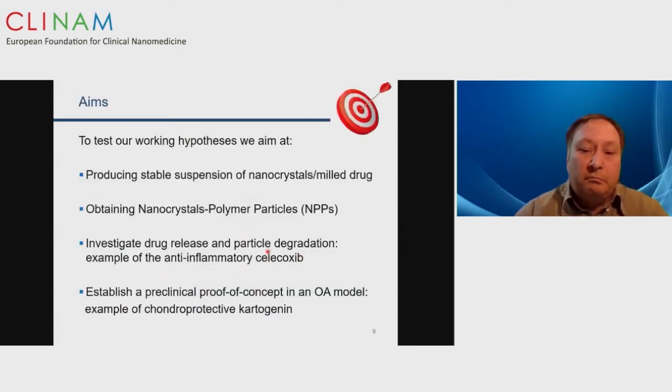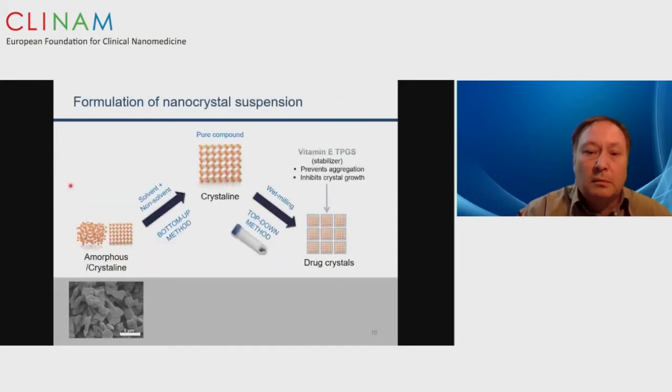So now that we have designed our drug delivery system, we need to check our hypothesis of sustained high dose delivery through specific steps. First, to produce the stable suspension of nanocrystals, to incorporate these nanocrystals into larger macroparticles, then to characterize these particles on their drug release. I will show you the example of an anti-inflammatory, celecoxib. And finally, to establish a preclinical proof of concept in an osteoarthritic model, I will show you the example of a chondroprotective drug, cartogenin.